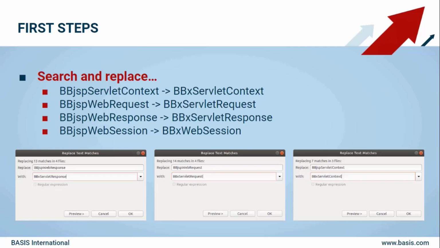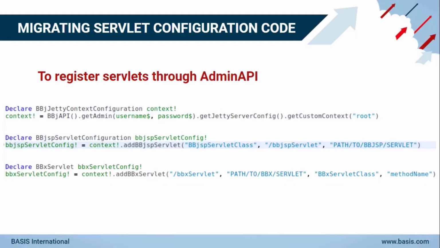However, as I stated earlier, the RestBridge plugin also programmatically configures the servlet through the admin API. As you can see here, when you configure a servlet through the admin API, you call an add servlet method on the BBjAdminContext configuration object. This adds the servlet to the context that was selected. These add servlet methods then return data structures that contain all of the configuration data for the servlet. For the add BBjspServlet method, an object called BBjspServlet configuration is returned. And for the add BBxServlet method, you get an object simply called BBxServlet.